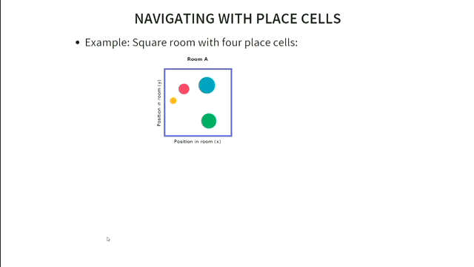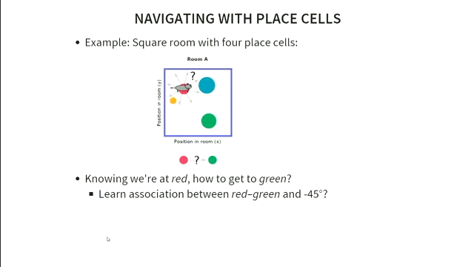So what we see here is a top-down view of a room that might be being explored by a rat. And we see these four colored circles that are intended to illustrate areas of the room where these four different place cells might be active. And then say the rat is in the part of the room where the red place cell is active, and it wants to go to the area where the green place cell is active. So say it remembers that at the green place cell there is some reward. So how would the rat know in which direction it should go to reach the green place cell?